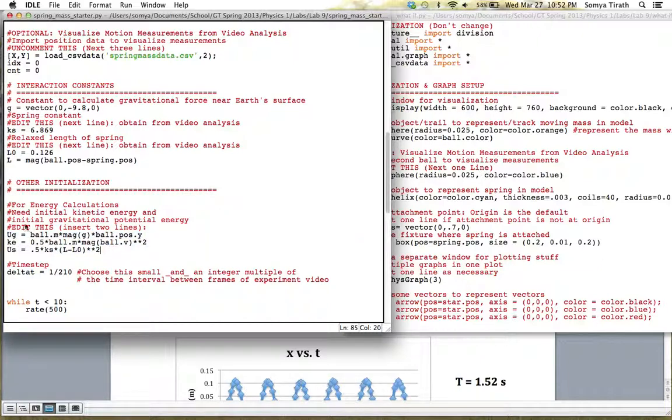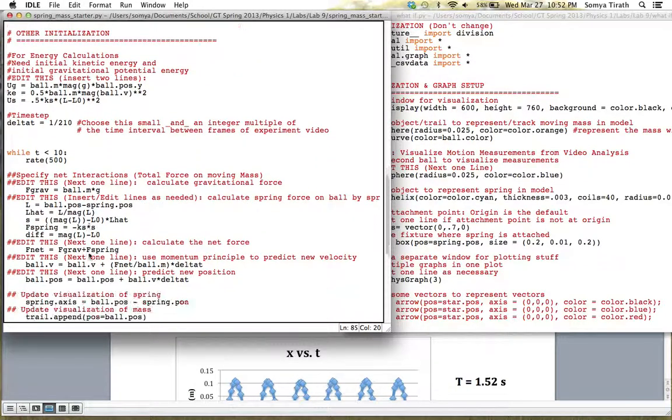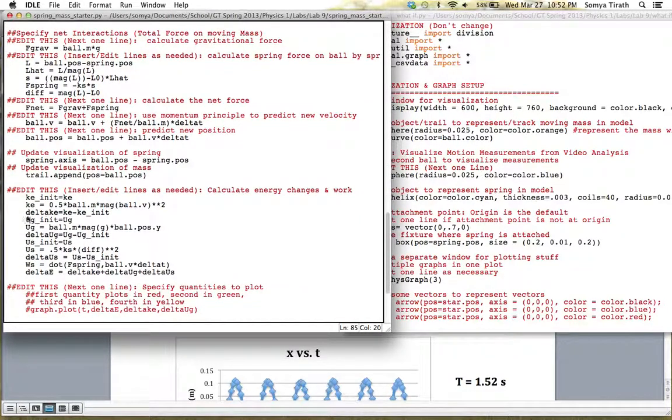Here's the math for all of them: the gravitational potential energy, the kinetic energy, and the spring potential energy. And then we took those and found the change in kinetic energy, the change in gravitational potential energy, and the change in spring potential energy. We know that the sum of these three values will give us the delta E. So here's that equation.